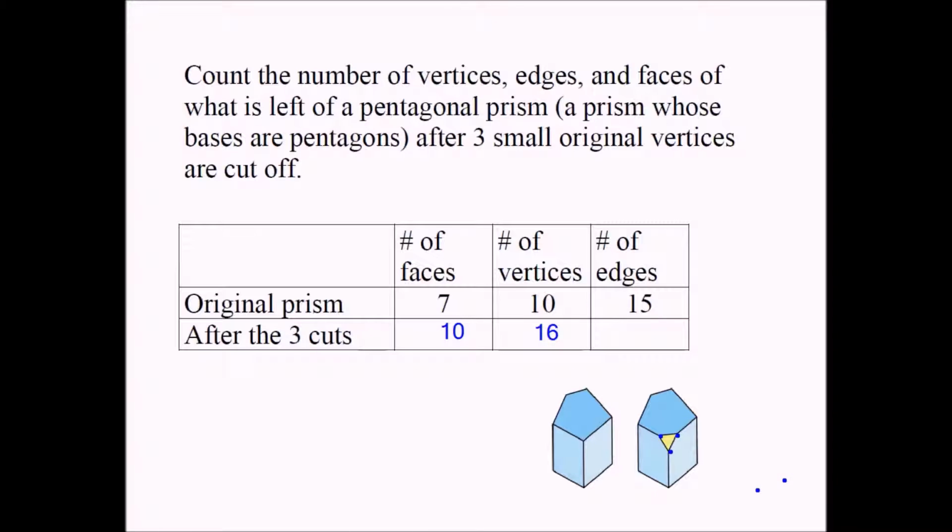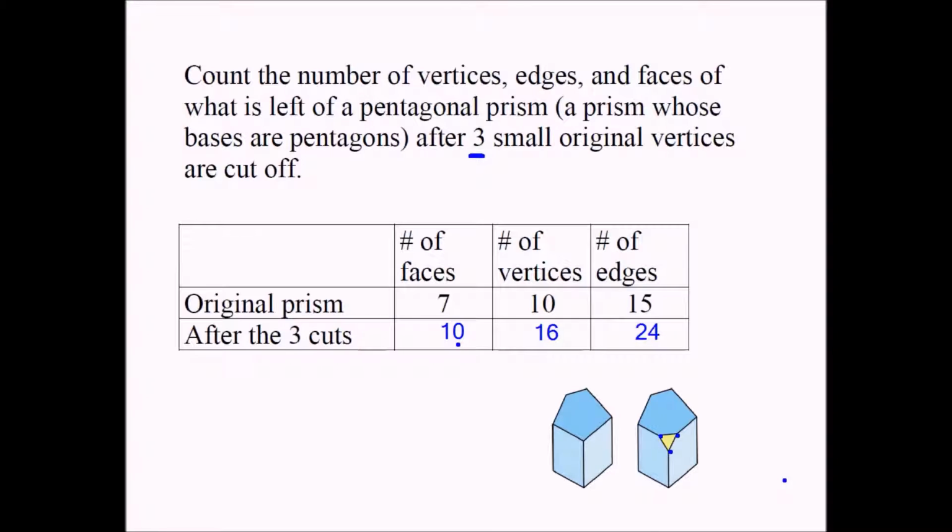Okay. What happens when we chop off a corner? What happens to the total number of edges? We increase the total number of edges by 3 for each cut. Each time I cut off a corner, I add 3 edges. So if I'm supposed to cut off 3 corners, I'm going to be adding 3 times 3, 9 edges. 15 plus 9 is 24, so that'll be the total number of edges.